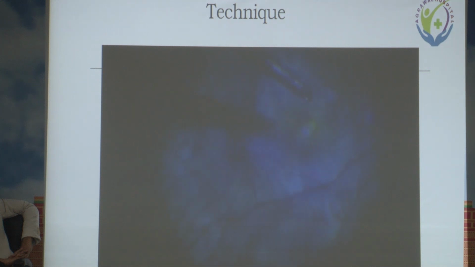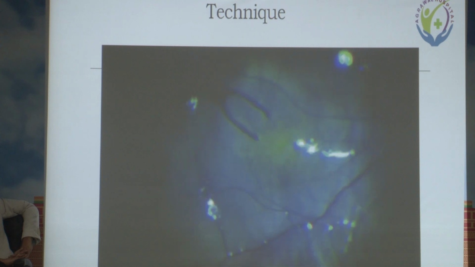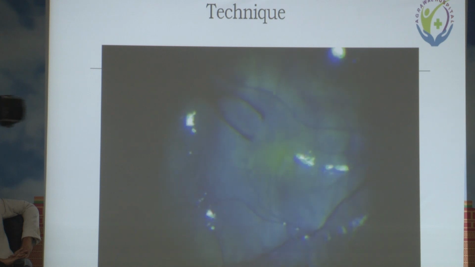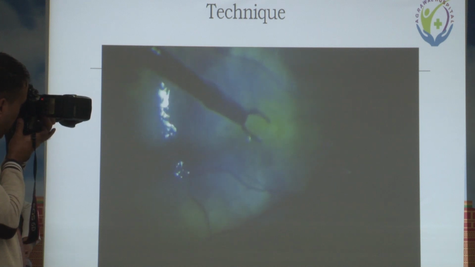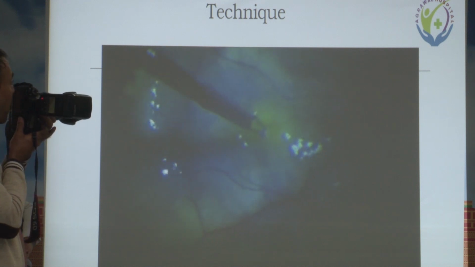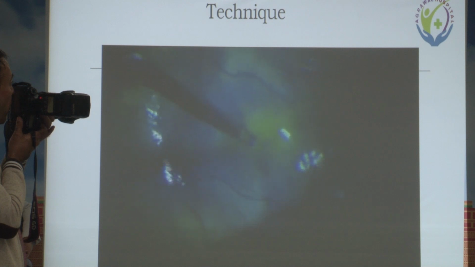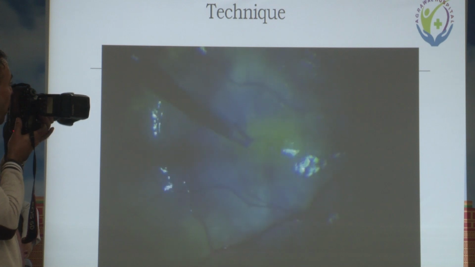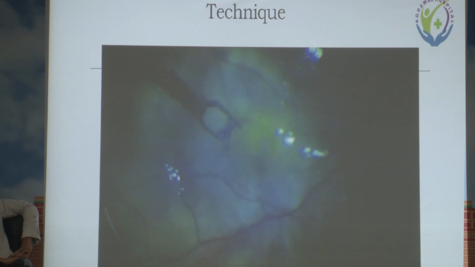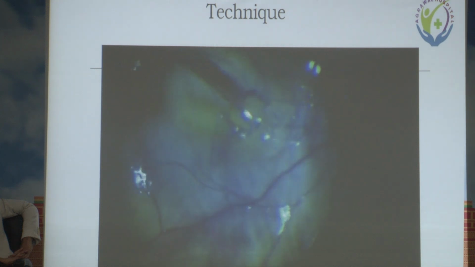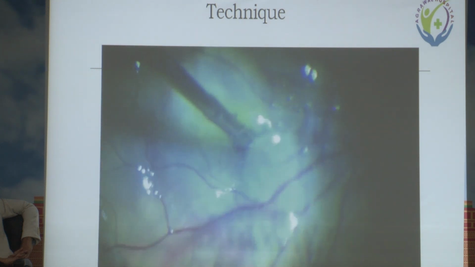And because the posterior pole is quite bullous, we inject a small amount of PFCL just to flatten it. And here, once we catch hold of the ILM and fold it back, then there is not a problem, because now it can be seen against the poor contrast of the sclera. And we do an inverted ILM flap. We peel multiple flaps of the ILM towards the hole.